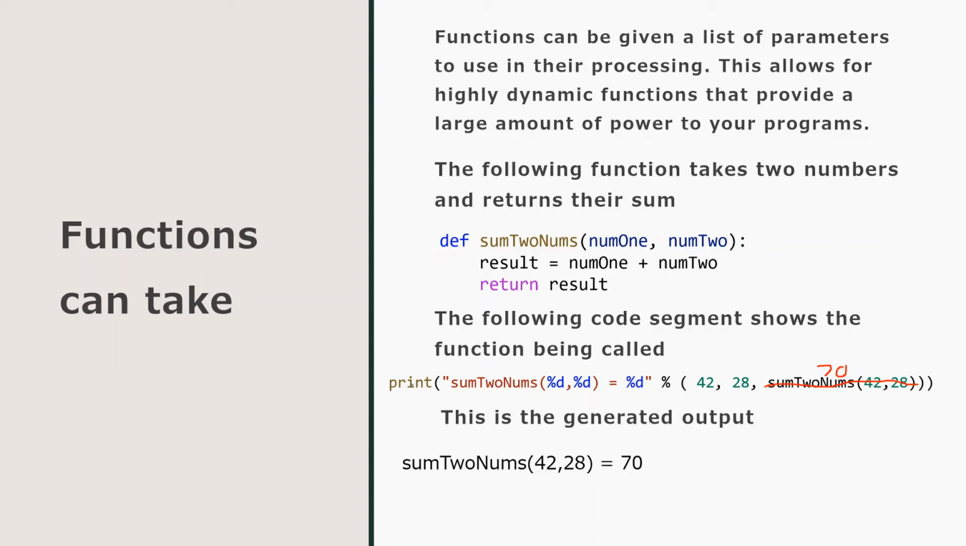Now, on the bottom, there's generated output, which is what we expect to happen. In the output, you can't tell what happened in the background, but by analyzing the code, you can easily tell that the function was called with those two specific parameters, and it returned that 70, which was used to print out. So being able to provide information to functions and being able to create functions that provide information back is really an important part of programming and is able to create really powerful programs.